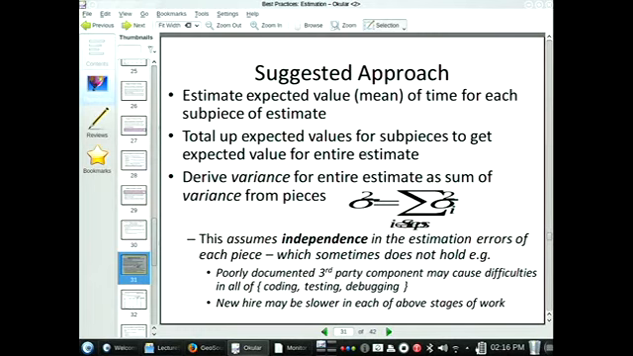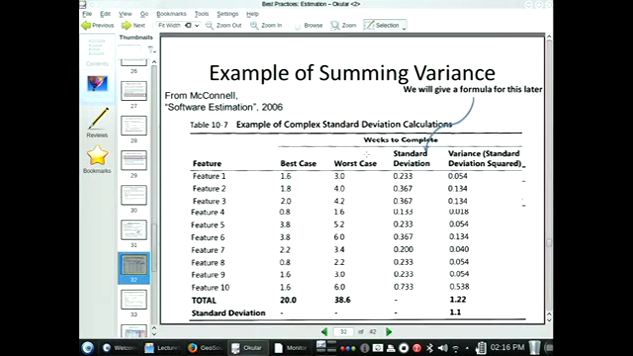The recommended strategy, and I'll leave it to you to review some of the slides because time is running short here, is basically to estimate an expected value, a mean, for each subpiece, and then total up those expected values to get an expected value for the overall estimate. Derive variance for each subpiece, and the overall variance is the sum of the variances from the pieces, which does assume independence. From that you can derive a best and worst case for the overall as well. So basically, we're going to take these best, worst, and most likely cases and turn them into two things that we can sum up: the expected value, and the variance. Then, based on those totals, we're going to be able to derive values for the entire thing. So I'll give some formulas for this.